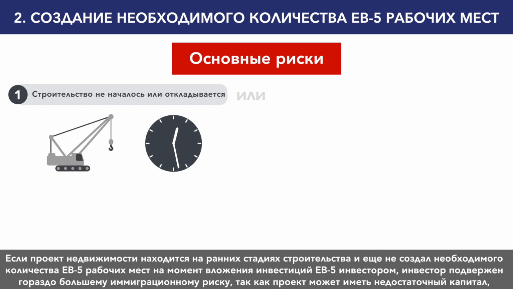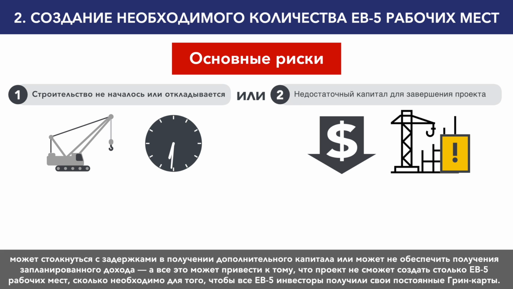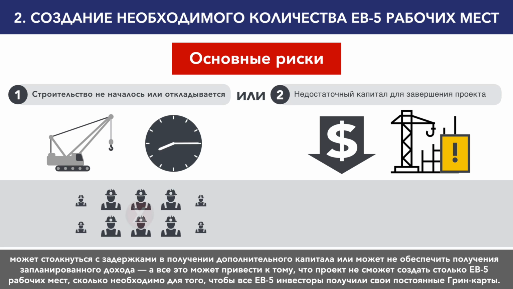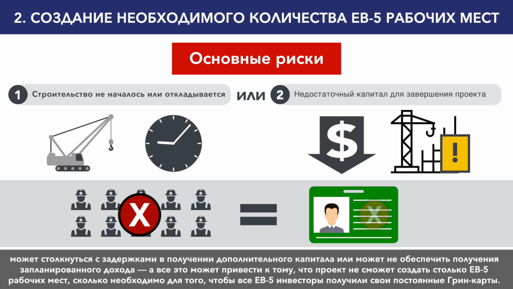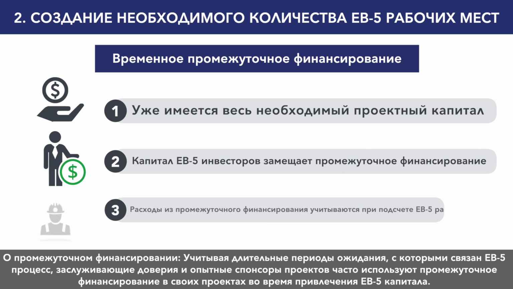If a real estate project is in the early stages of development and has not created all of the required EB-5 jobs at the time of the EB-5 investor's investment, the investor faces greater immigration risk because the project might lack sufficient capital, face delays in expending that capital, or fail to create revenue as expected, any of which might result in a failure to create the number of EB-5 jobs required to ensure all EB-5 investors receive their permanent green cards.